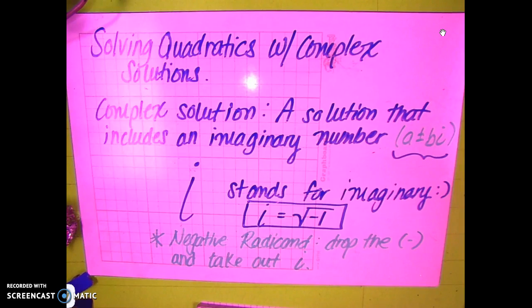The major rule with solving quadratics with complex solutions is, if you have a negative under the square root, a negative radicand, you drop the negative sign and take out i. You put an i on the outside of the radical. Okay, let's get into our first example.